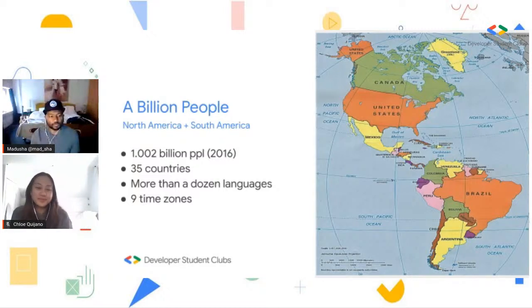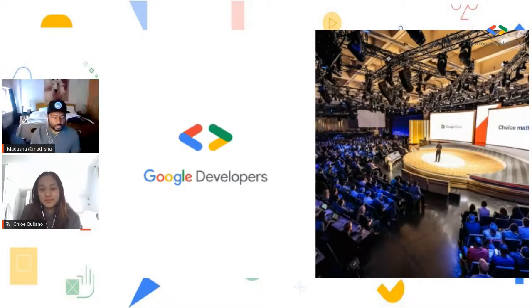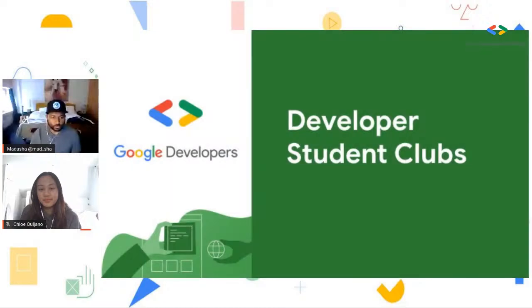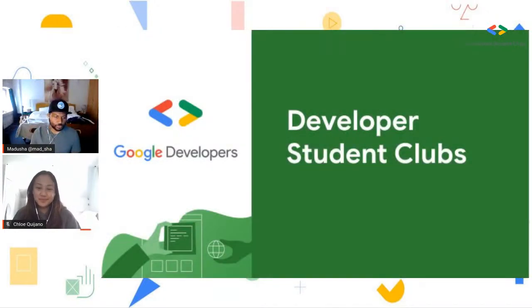Now, just imagine trying to support all these different nuances as Google. It's not going to be possible to do that. So that's why we invested a lot of time and energy into building these communities. We knew we couldn't do all this alone. So we created this initiative called Google Developers. It's a huge branch which we are a part of. As you can see, Developer Student Clubs is associated with Google Developers. Google Developers are the ones who run Cloud Next, Google I/O, all those key events that you're probably familiar with. And now we have a smaller branch dedicated to supporting university students like yourself.